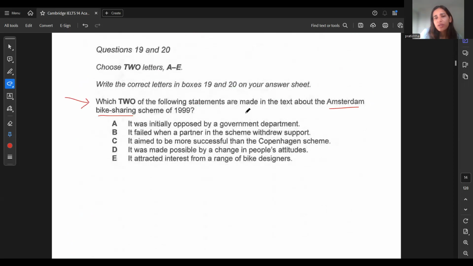So, which two of the following statements are made in the text about the Amsterdam bike sharing scheme? It was initially opposed by a government department. Yeah, that's true. It failed when a partner in the scheme withdrew support. It never happened. It aimed to be more successful than the Copenhagen scheme.